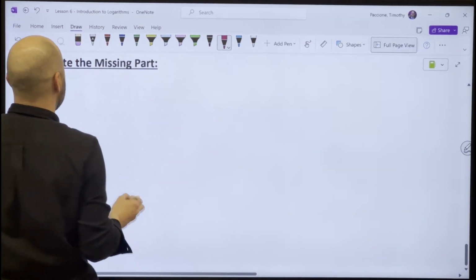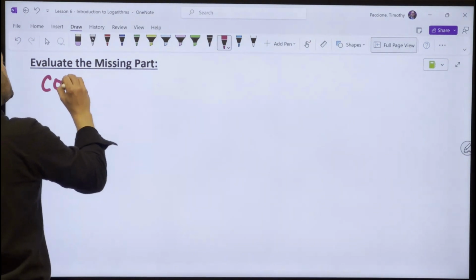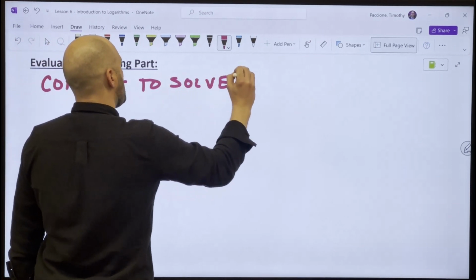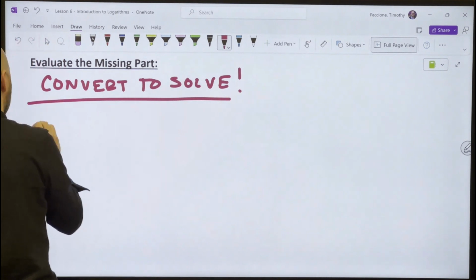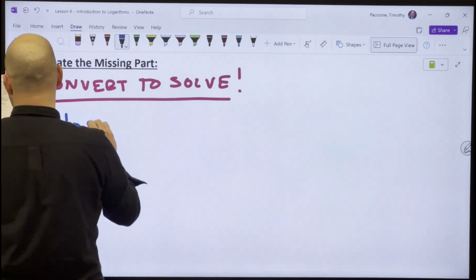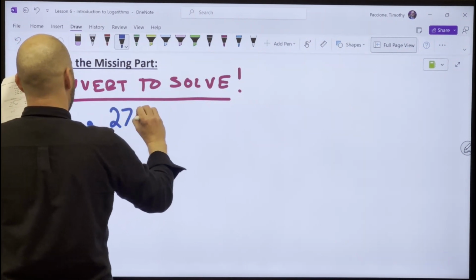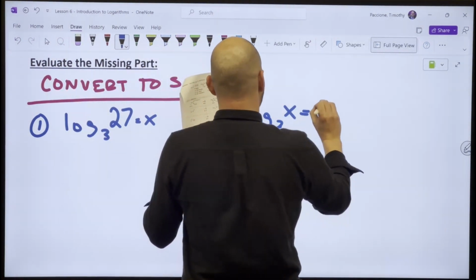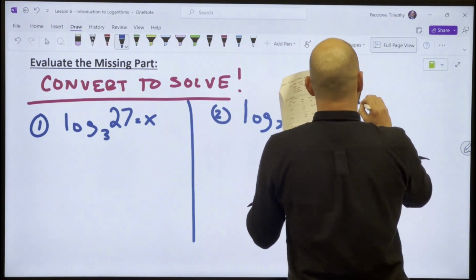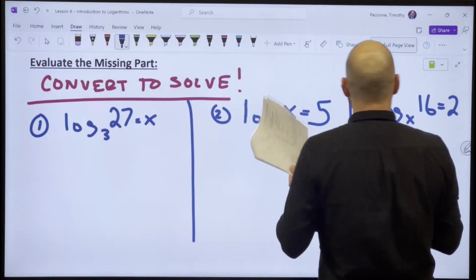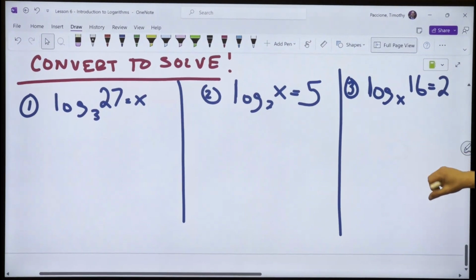Okay, 3 practice problems and then we're done. We're going to convert to solve. So, here we go. First one: log base 3 of 27 equals x. Second one: log base 2 of x equals 5. Third one: log base x of 16 equals 2. Now, for each of these, well, we just started working with logs, so we might as well turn them into exponents, and then we'll know how to solve them, okay?